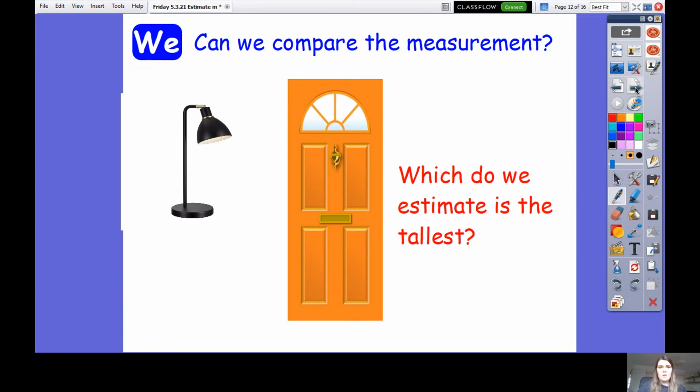Okay, can you have a go? What do we think is going to be the tallest? The door or the lamp?